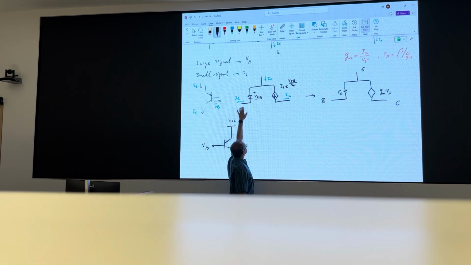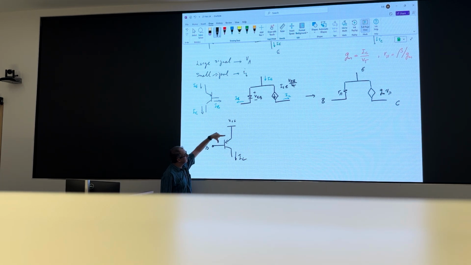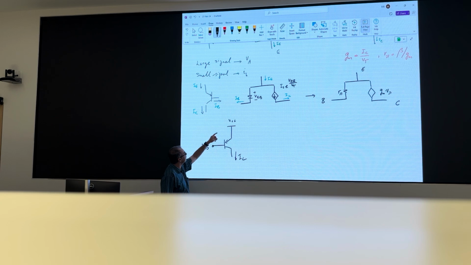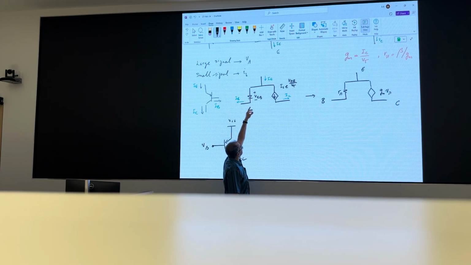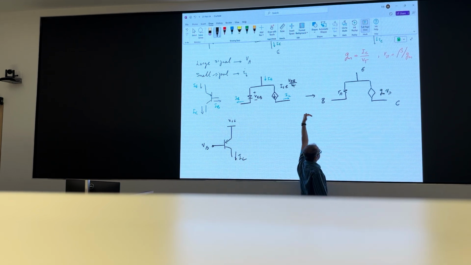right? If the voltage here goes up, what happens to IC? If VB goes up, what happens to VEB? You have some VEB, now you have less. So VEB will become less. What happens to IC? It goes down. IC goes down, right? So if VB goes up, I can see that in this model here as well, IC goes down. IC is going this way, goes down. What does it mean?